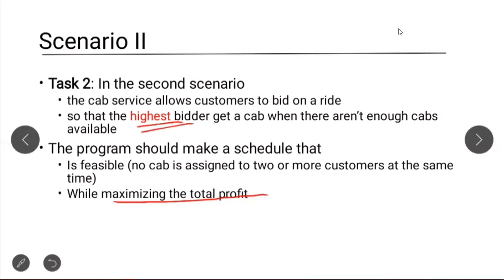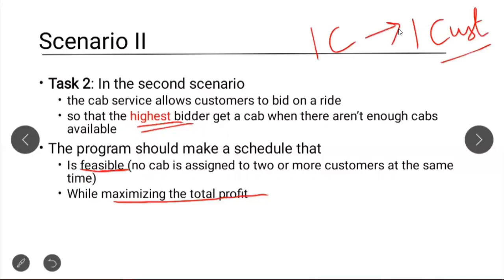So now there is another criterion added: apart from the maximum customers, they want maximum profit. And one more thing which is obvious is the feasibility. What do you mean by feasibility? Whenever you are giving a cab, each cab must be given to only one customer. So if there is one cab, it should be given to one customer. So that is another criterion.